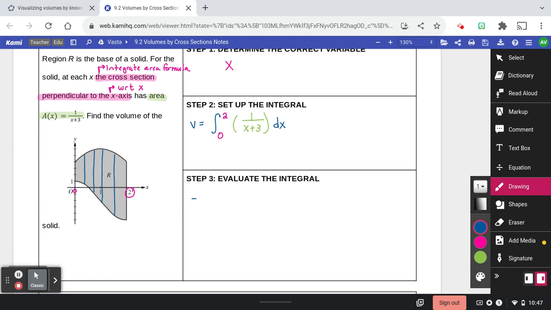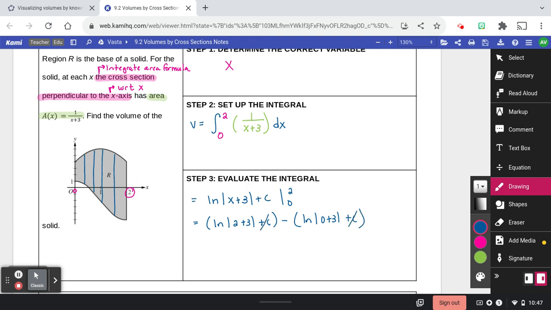So in order to do that, I would do the antiderivative. The antiderivative of 1 over x plus 3 would just be the natural log of the absolute value of x plus 3 plus c. I'm going to evaluate that between 0 and 2. And so I'm going to have the natural log of the absolute value of 2 plus 3 plus c minus the natural log of the absolute value of 0 plus 3 plus c.